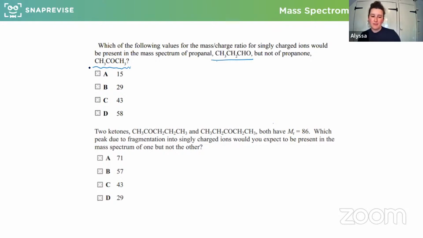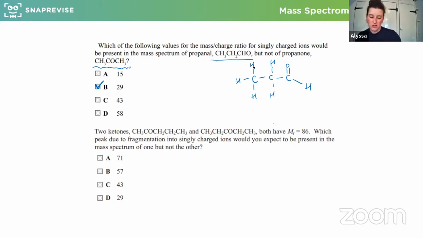Okay, we reckon B. Why do we reckon B? Absolutely correct, it is B, but why? If I draw them out, it might be easier. So CH3, CH2, C. So propanal has the aldehyde functional group at the end of the chain, including the hydrogen.